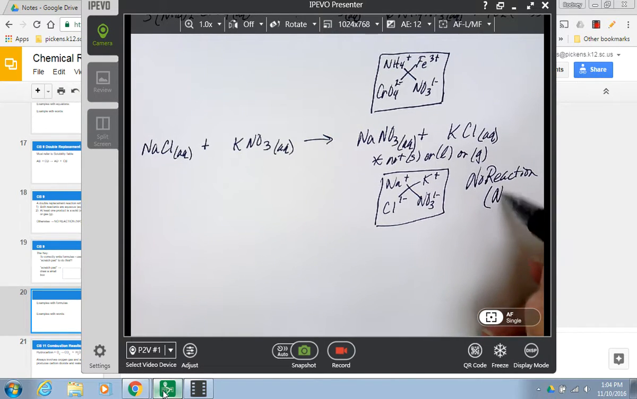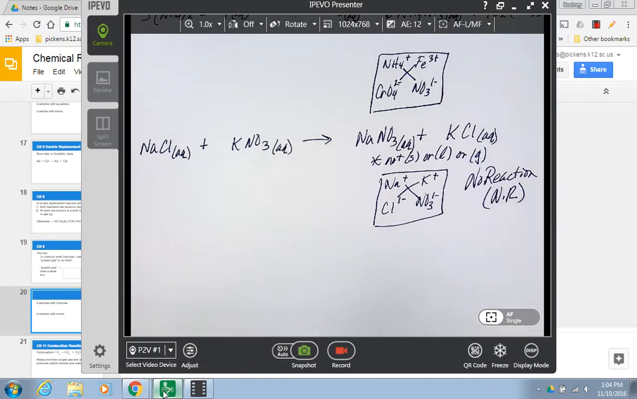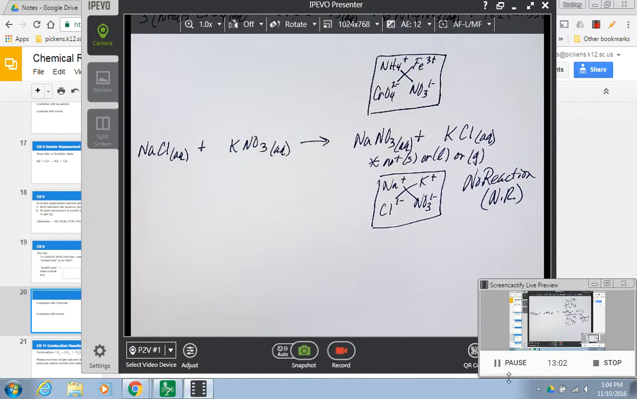Or we could just put NR for no reaction. And that's what we'd write down, and we wouldn't want to move any farther than that. We would just want to simply put down no reaction for that.